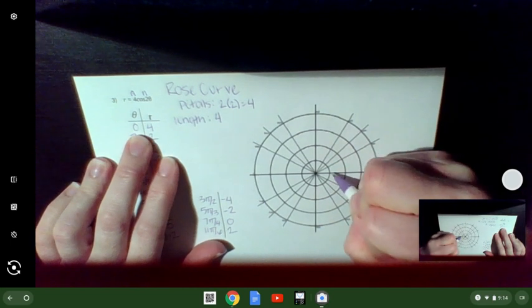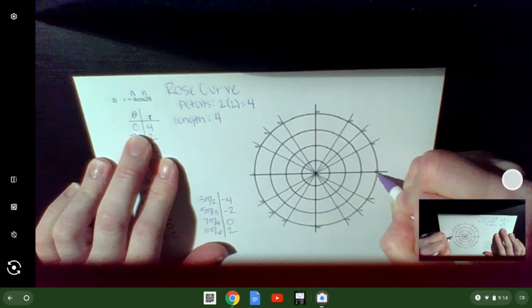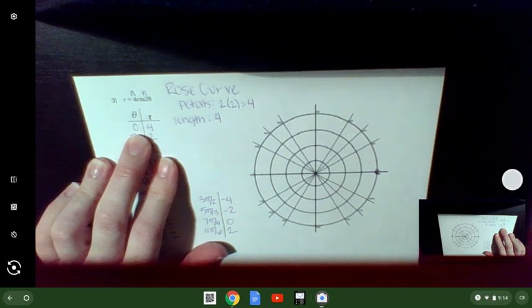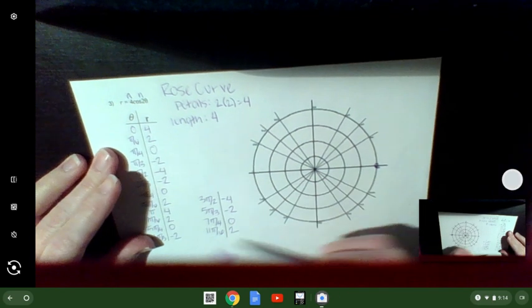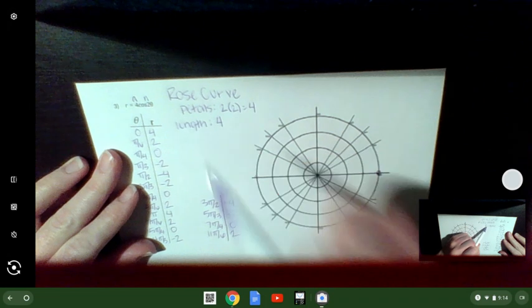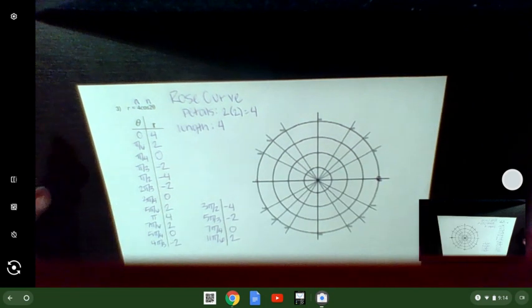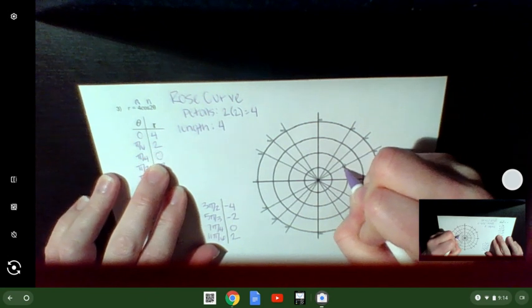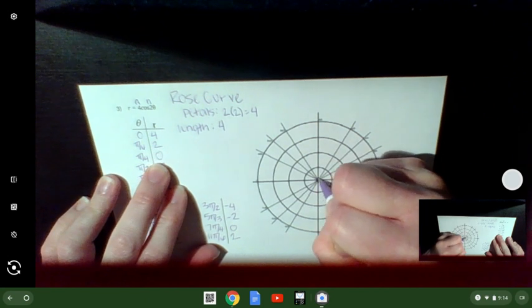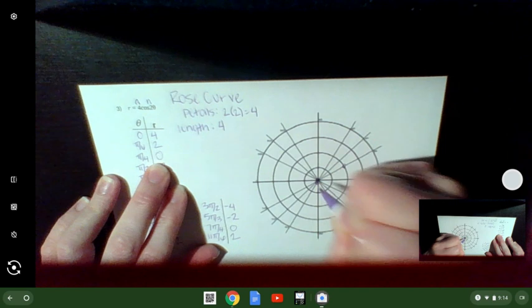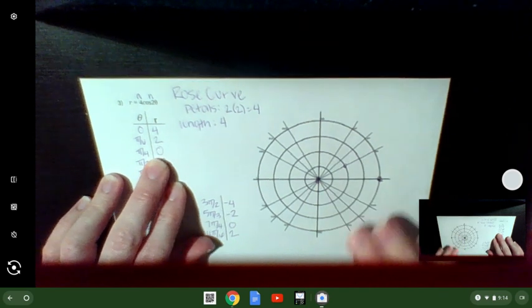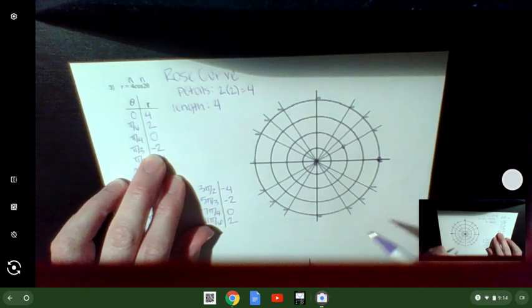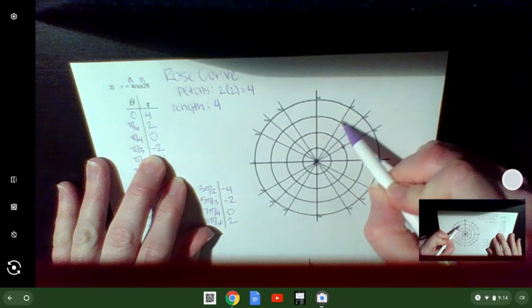So angle of 0, 1, 2, 3, 4 out. Now it is really promising in our table that the largest number we see is 4, knowing that we should have a petal length of 4. Nothing should go past that. Pi over 6 is 2. Pi over 4, 0. Remember, anything with an R value of 0 is at the pole, not the origin. Notice these negative R values. Be careful. Pi over 3.